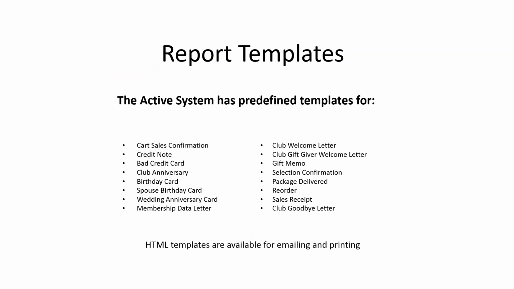The Active system has a number of predefined templates, and you can see them listed here. These templates are either emailed or printed based on some event. That event could be a wedding anniversary date that triggers a wedding anniversary card, or it could be an action on the website like a member sign up or a purchase, which would trigger an email, or it could be an action by an operator.